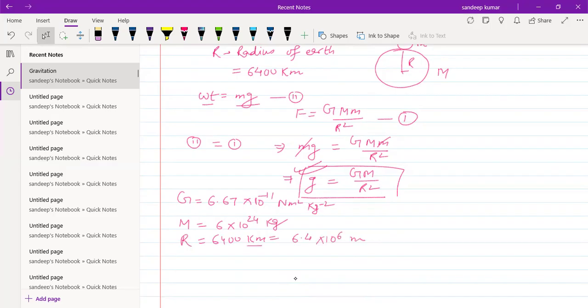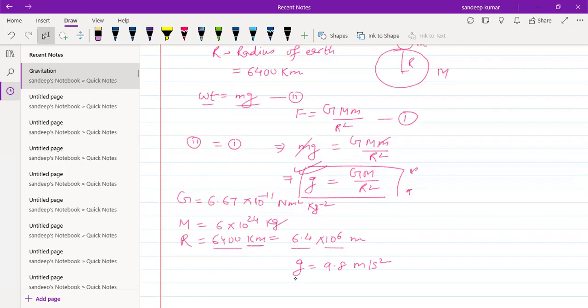How is it? 1 kilometer is 1,000 meters. So 1,000 into this, we can write 6.4 into 10 power 3, so it becomes 6.4 into 10 power 6 meters. Yes or no? If you substitute the values of capital G, capital M, and R square, we get the small g value equal to 9.8 meter per second square. Is it clear? So this is the relation between small g and capital G.